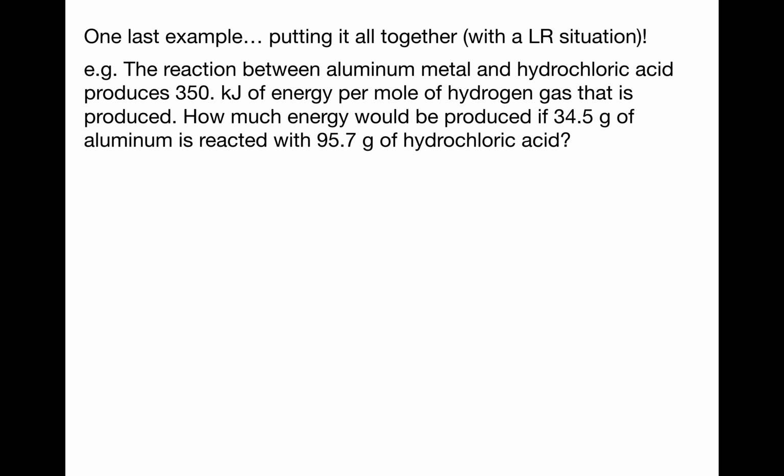It says, the reaction between aluminum metal and hydrochloric acid produces 350 kilojoules of energy per mole of hydrogen gas that is produced. How much energy would be produced if 34.5 grams of aluminum is reacted with 95.7 grams of hydrochloric acid?